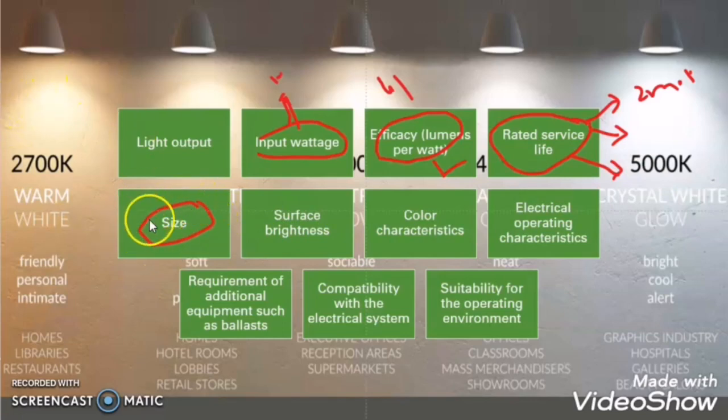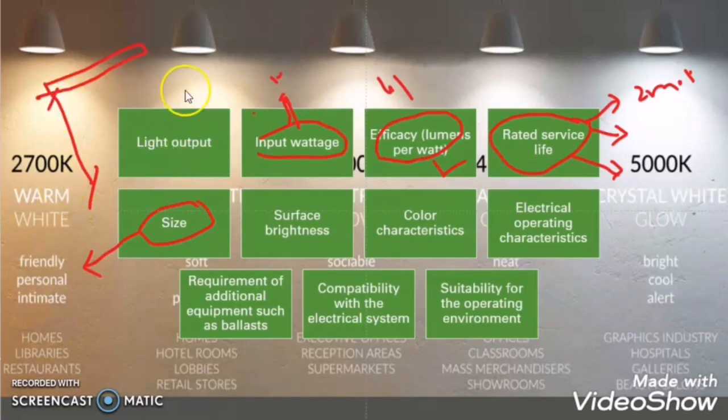Suppose you have a room with a very low ceiling. If you select a bigger light, then the clearance height will become much less. So in that case you will use a flat light, so your clearance height will not be affected.